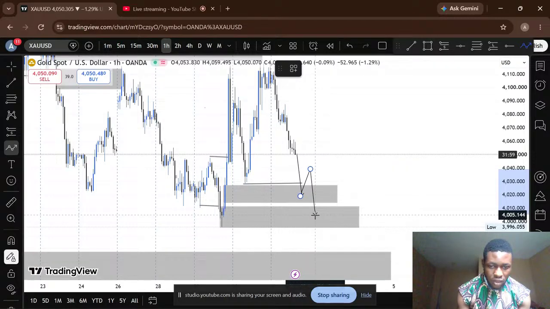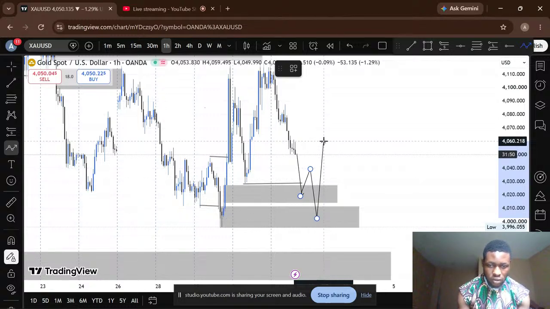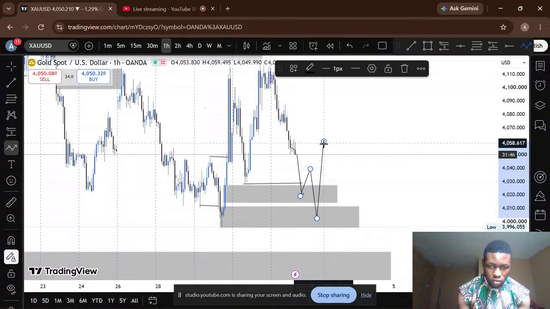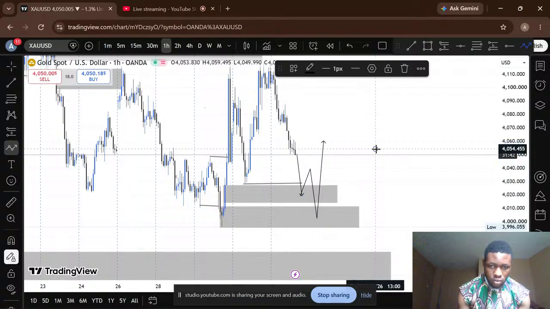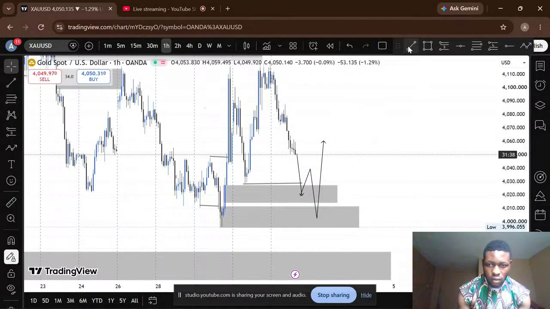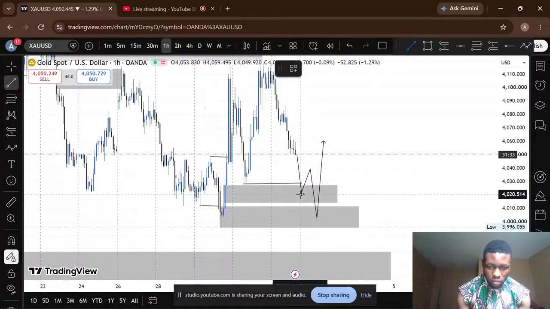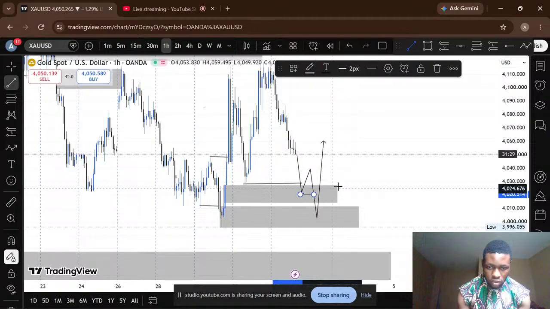Because once it's here, we want to see something like this, right? And then something, then you have your break of structure here. You map out your break of structure here, right?